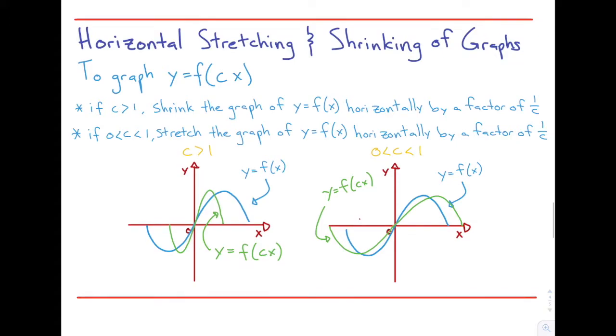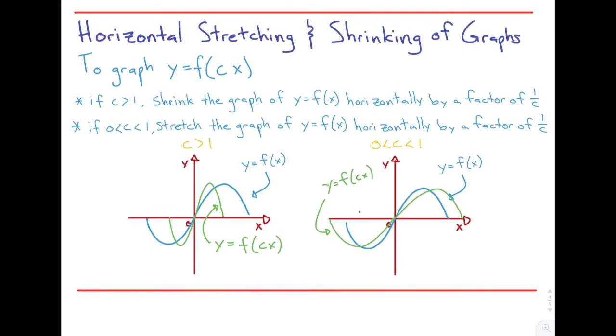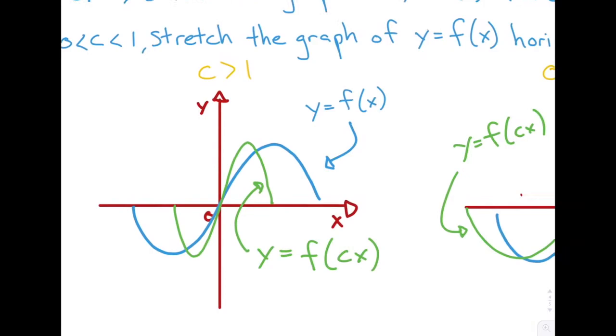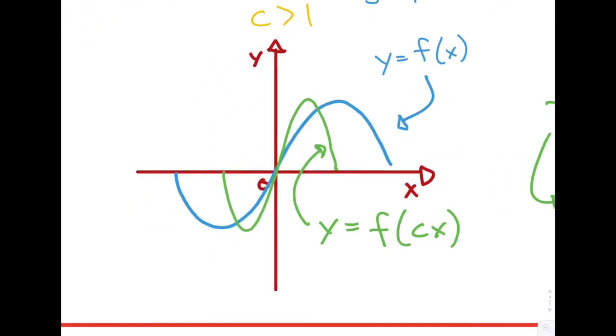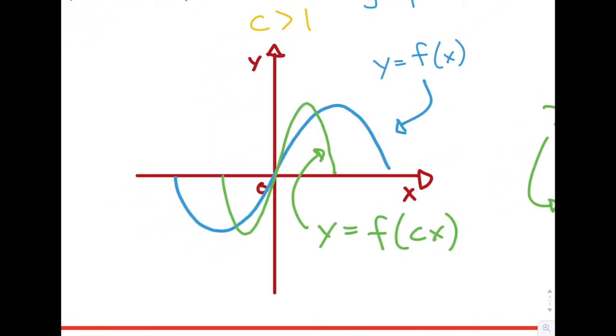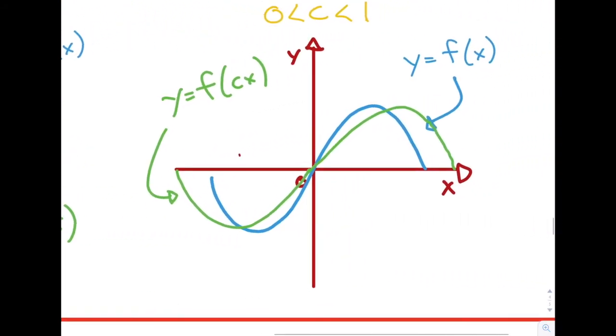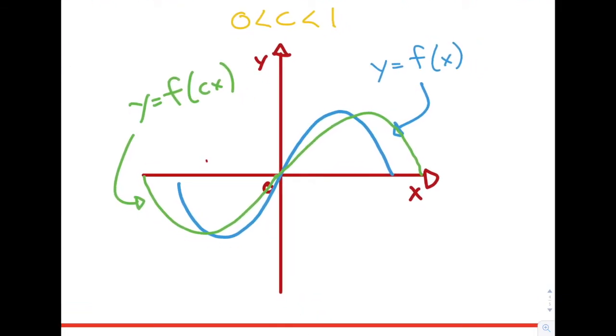So you can see in these two images below here. So y equals f of c times x. For c greater than 1, again, shrinks. And then y equals f of c times x for c between 0 and 1, stretches it horizontally along the x-axis.